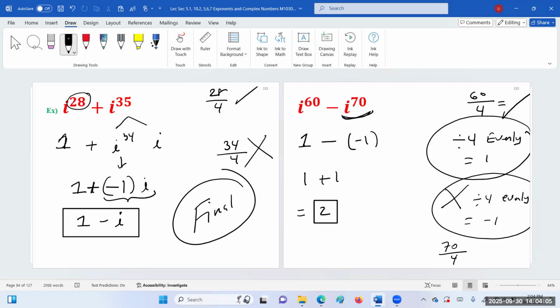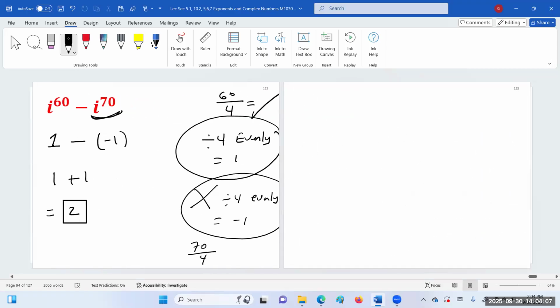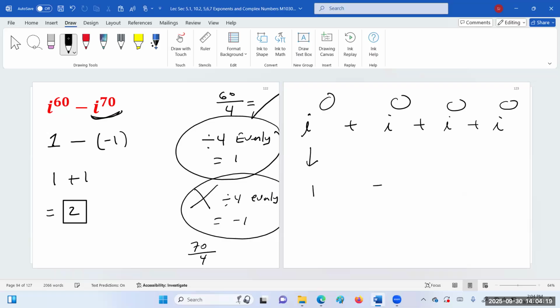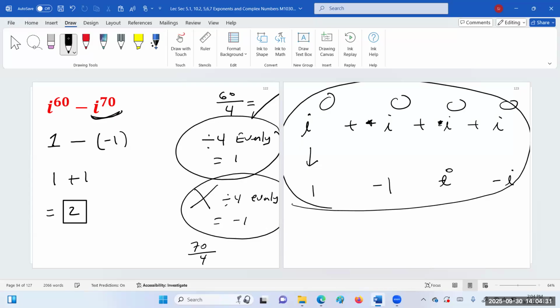So what I'm going to do in the exam is I'm going to give you 4 of them. So we have 4 powers. One of them will be 1, one of them will be negative 1, one of them will be i, one of them will be negative i, with some coefficients. Okay? So you're going to do everything together in one question in the exam.